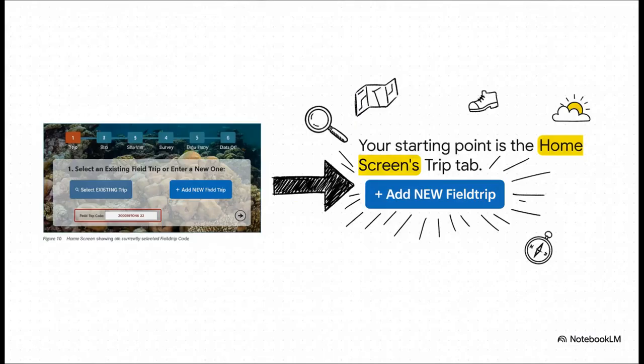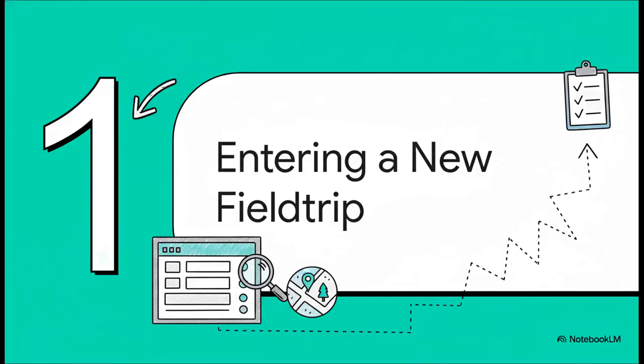Okay, first things first. Everything kicks off right here on the home screen. Just make sure you're on the Trip tab, and then go ahead and click that big blue Add New Field Trip button. That's your launchpad. That one click takes you straight to the main data entry form. We're going to break this down piece by piece so you know exactly what to do.